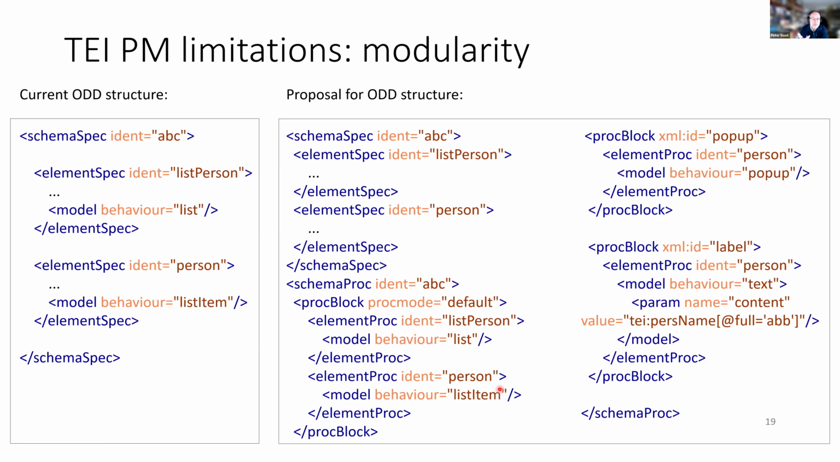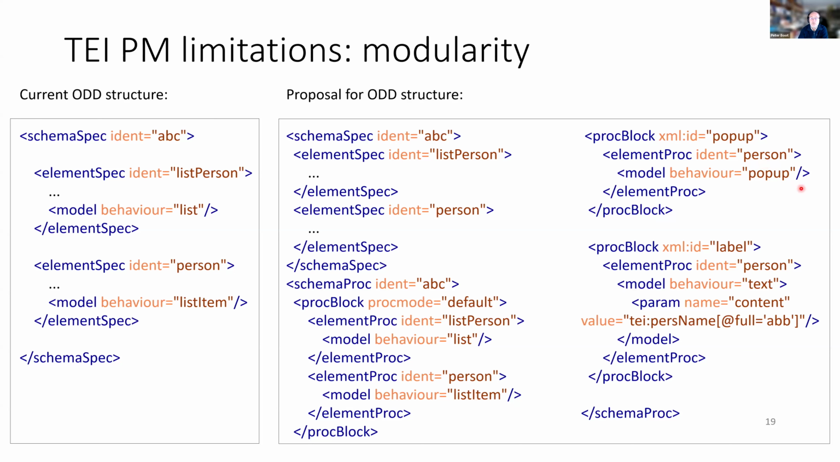But then you could also have other processing blocks, like a processing block pop-up or a processing block label. In the case of the processing block pop-up, the model behavior for the person would be pop-up. So it would create a pop-up that could be used for that person in various contexts. And a label, for instance, for a person, we might need a label to be able to display in a faceted search or in any other context.